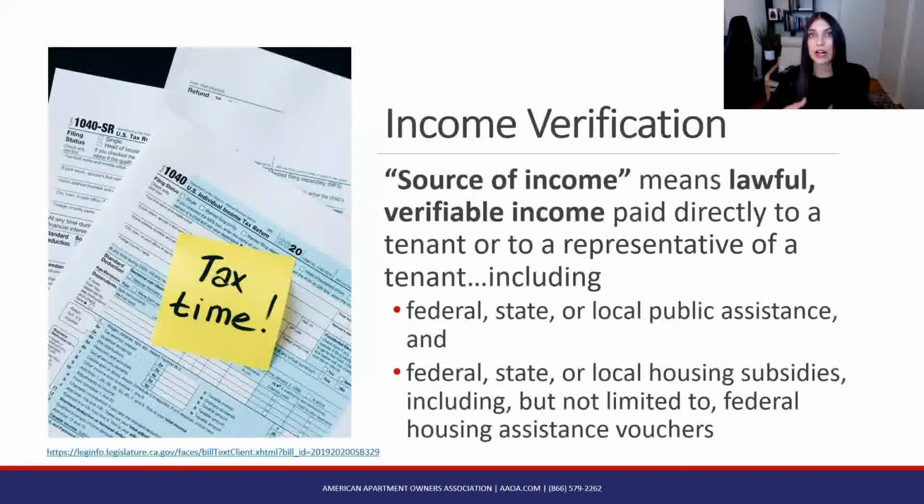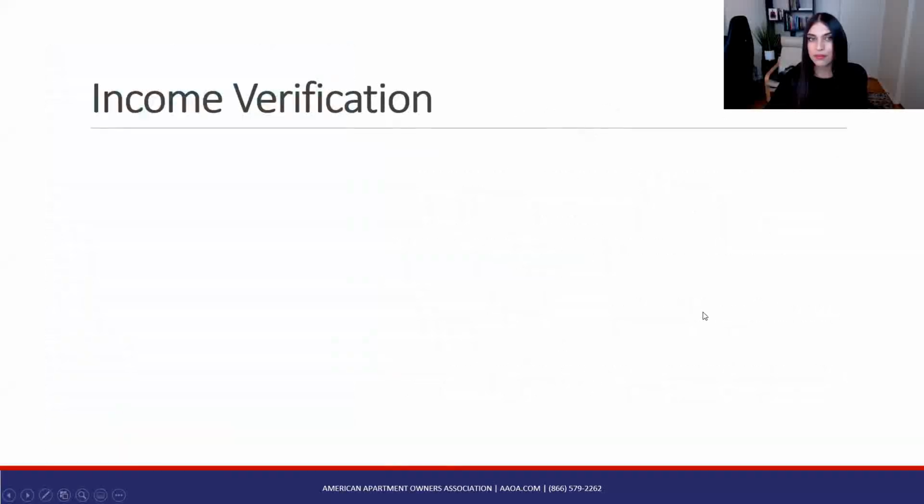However, notice it says verifiable, right? So it is still okay to verify it. If they tell you I'm getting paid this much for my retirement or alimony, you should ask for proof of that still, even if you're in California or Chicago, right? Because that is part of the income equation. So it's very important to really verify any source of income.